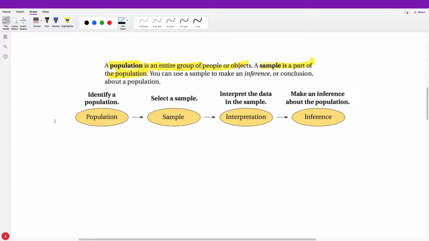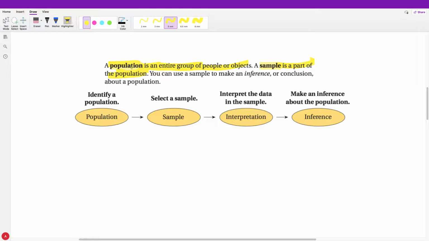But our population is the entire group of people. So if we just wanted to focus on the middle school and then take a sample of that, our population would be the middle school, and then taking that 6th grade math class could be our sample. So when we talk about population, that's the entire group of people or objects, and the sample is when we take a part of that population, and we're looking at that smaller part.